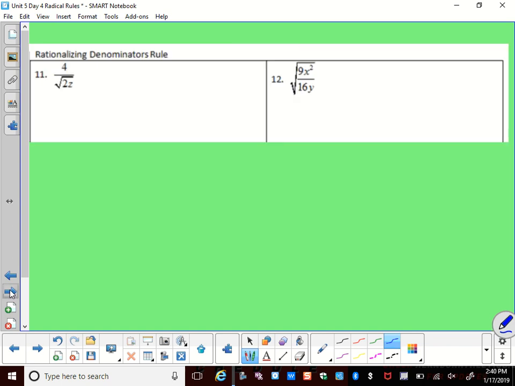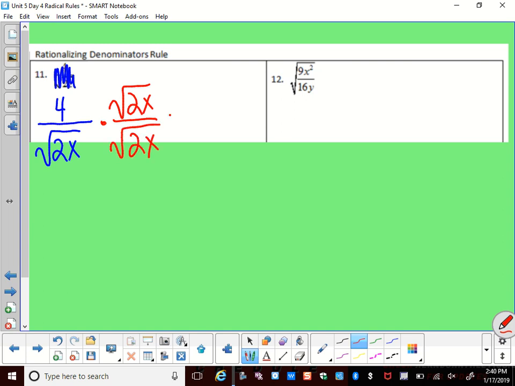Alright, your last two numbers. Let's change this d to an x. I don't know why. Let's do 4 over the square root of 2x. 2z just is too confusing. Alright, so I don't like the radical on the bottom. I'm going to multiply by my denominator. What do I have on top? If I just multiply straight across, what do I have?